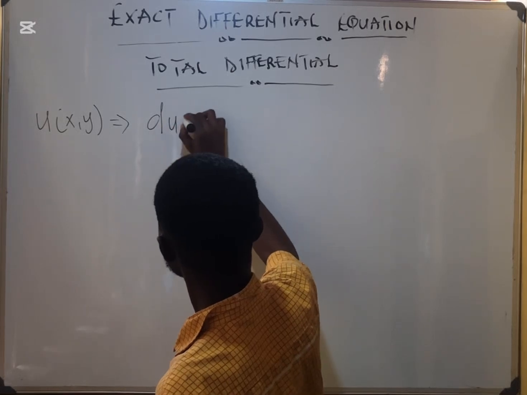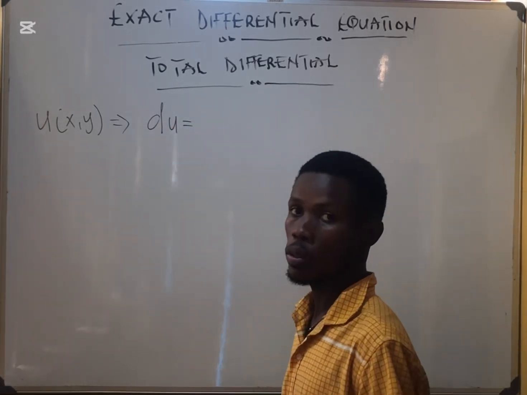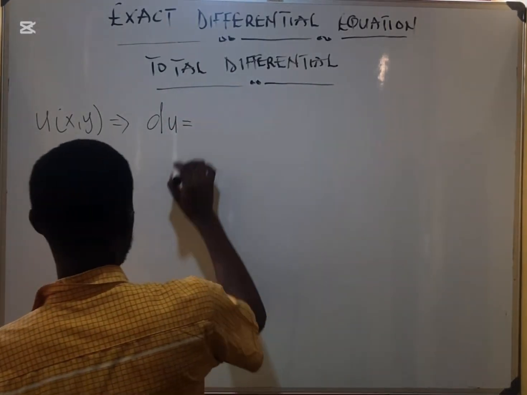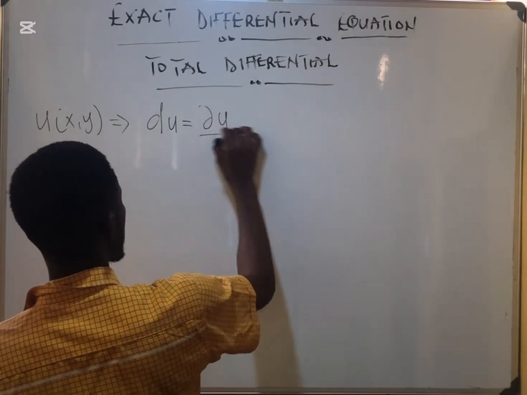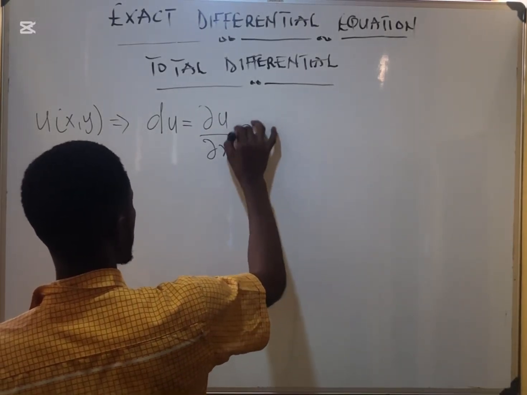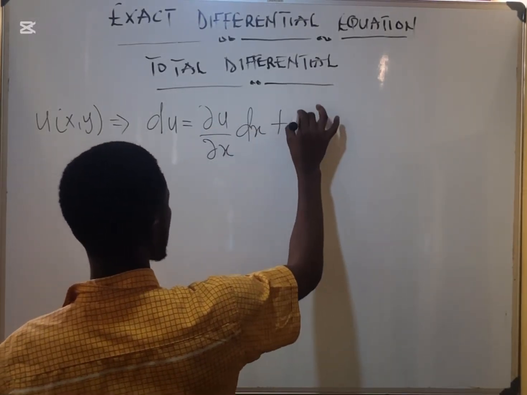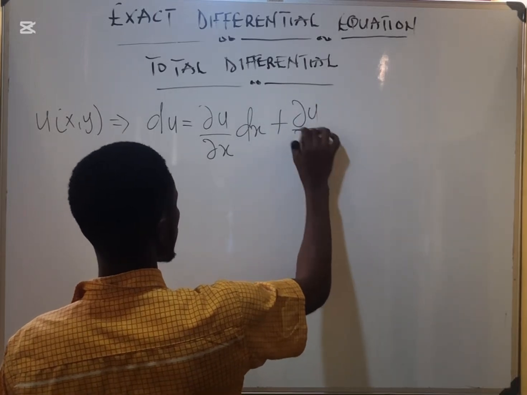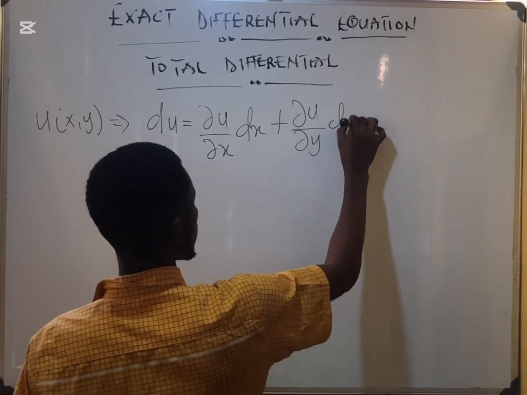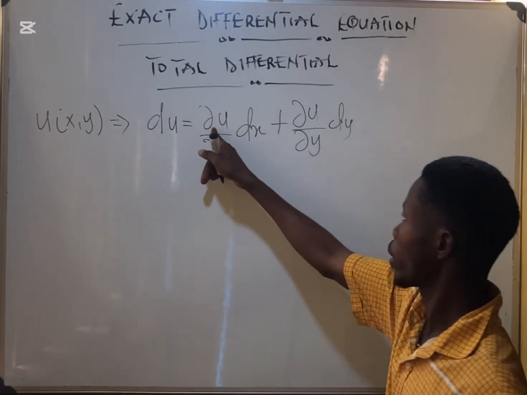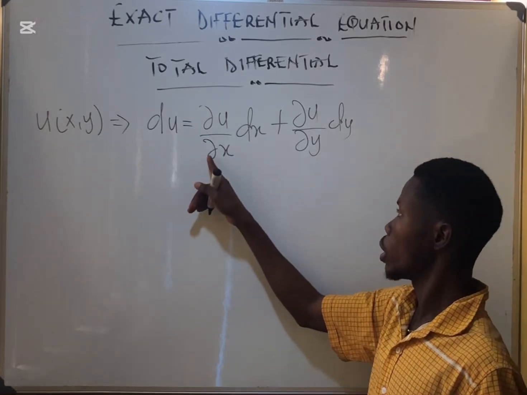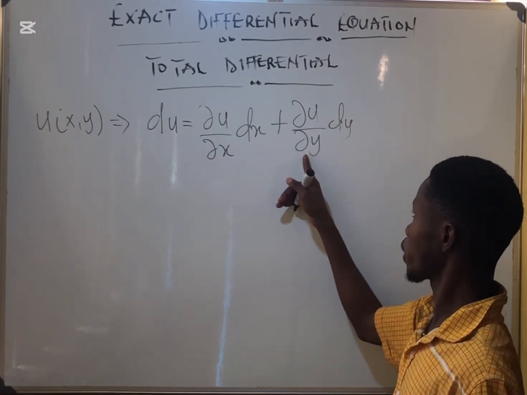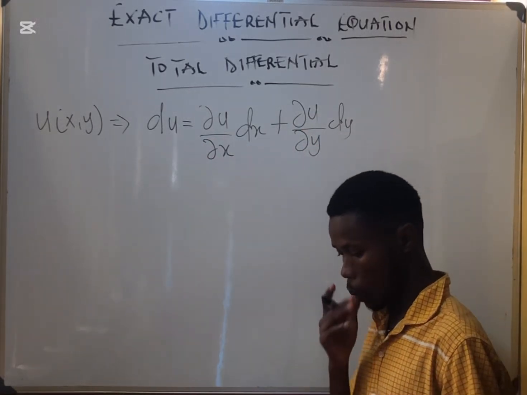du is equals to the partial derivative with respect to x dx plus the partial derivative with respect to y dy. This is what we call delta. So delta u delta x, delta u delta y. This is how it goes.